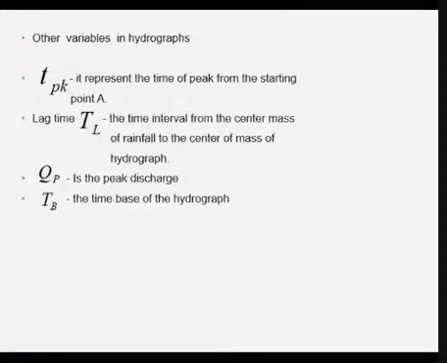Other variables in a hydrograph: T sub pk represents the time of peak from the starting point A. Lag time, T sub L, is the time interval from the center of mass of rainfall to the center of mass of the hydrograph. Q sub P is the peak discharge, and T sub B is the time base of the hydrograph.